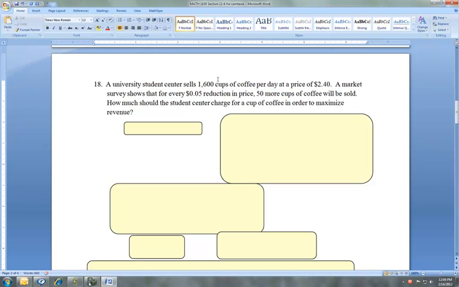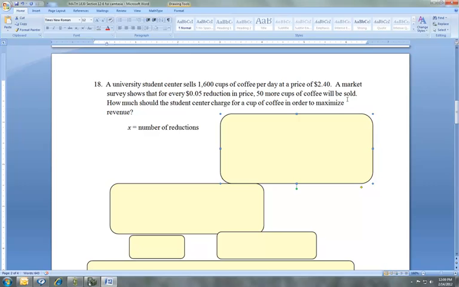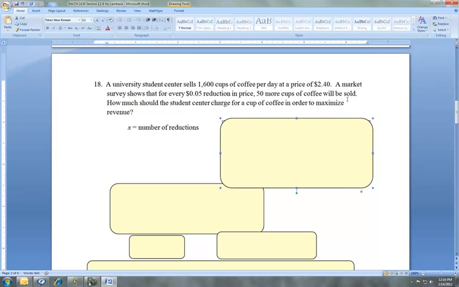So for me to figure out revenue, remember we're going to multiply number of cups times price. But then I have to take into consideration this reduction and this increase. So first thing I'm going to do is indicate what I'm going to consider x to be, and I'm going to let it be the number of reductions. But before I come up with an equation, let's see if we can figure out a pattern here to help us get to the equation.